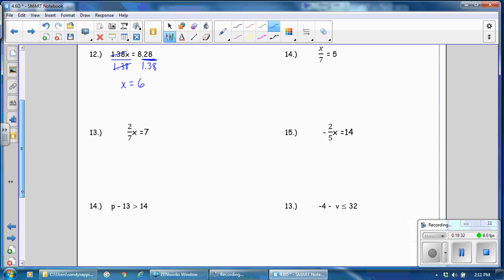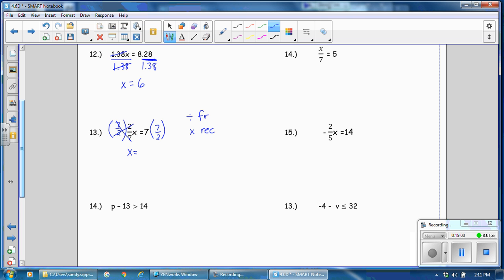Number 13. It says to multiply, so the opposite of multiplying is division. Since you're going to divide by a fraction, remember that when you divide by a fraction, you're actually multiplying by the reciprocal. So the reciprocal of 2 over 7 is 7 over 2. These cancel each other out because a number times its reciprocal is 1, and 1 times x is x.